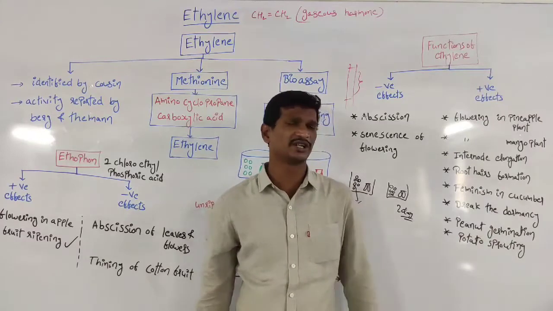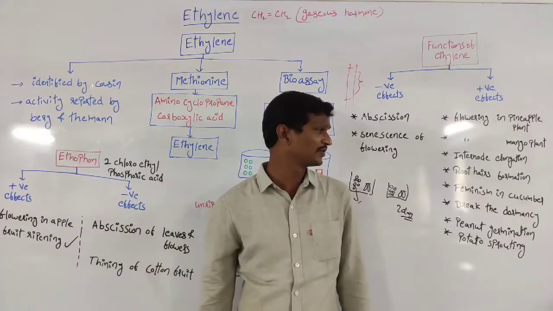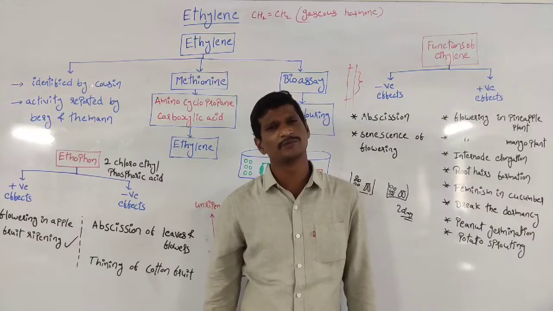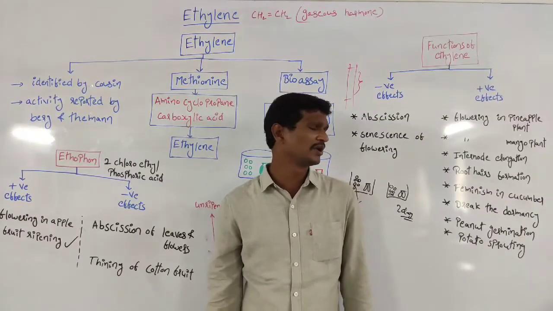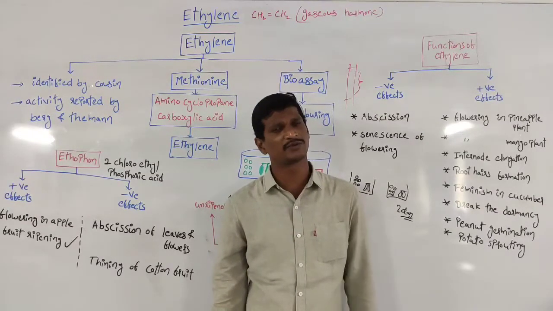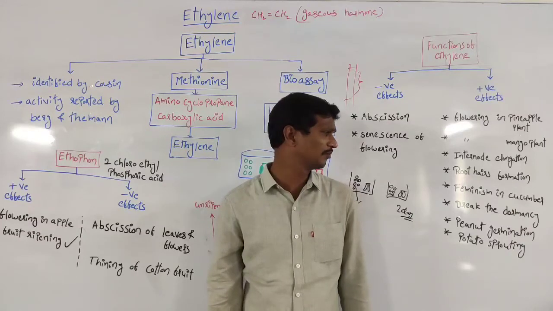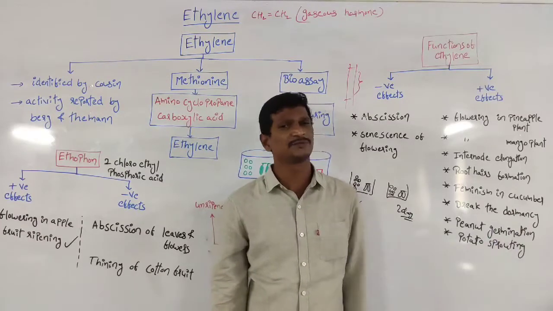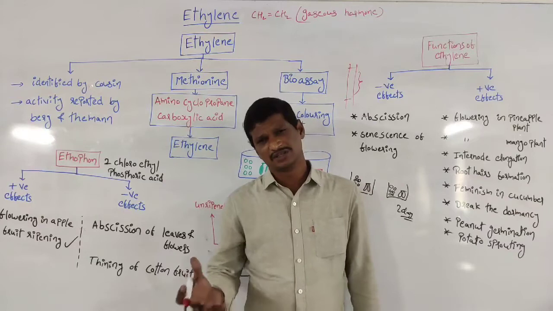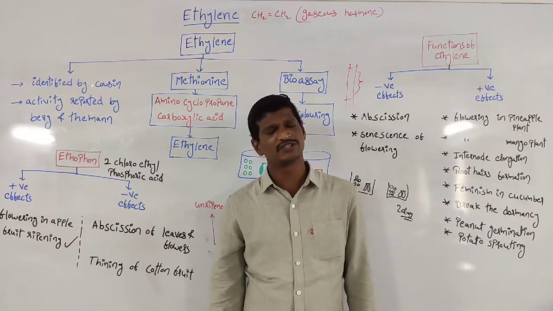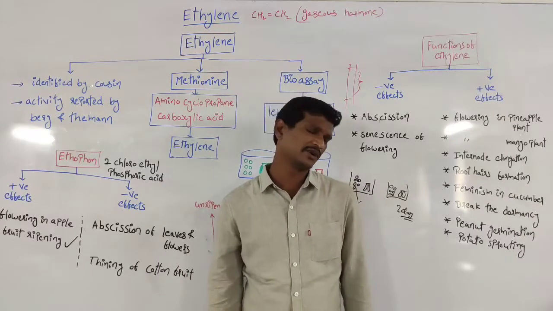Root formation is promoted by the ethylene phytohormone. Femaleness in cucumber: more female flowers are produced in the cucumber. It also breaks dormancy. Whatever seed dormancy is there, it is broken down by the ethylene phytohormone.